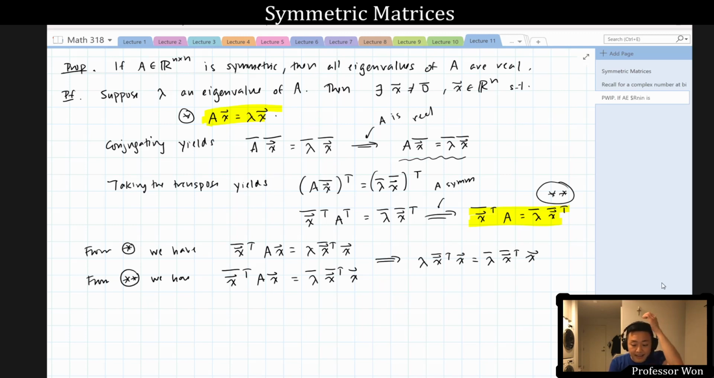But since x is not 0, since it was an eigenvector, this thing, x bar transpose x, is not equal to the zero scalar. Because, well, you can just do a computation to convince yourself. This means that lambda equals lambda bar, because lambda times some non-zero number equals lambda bar times some non-zero number. You can just divide by that non-zero number. But this means that lambda is real. That's exactly what this means.